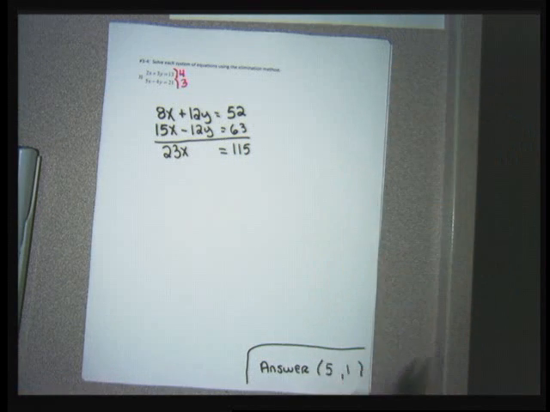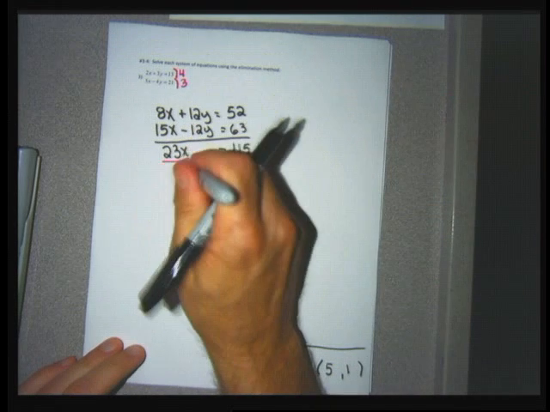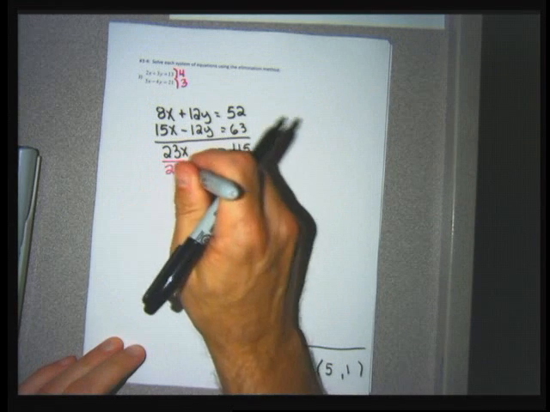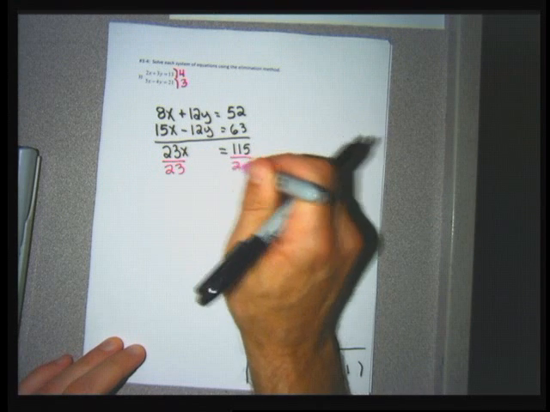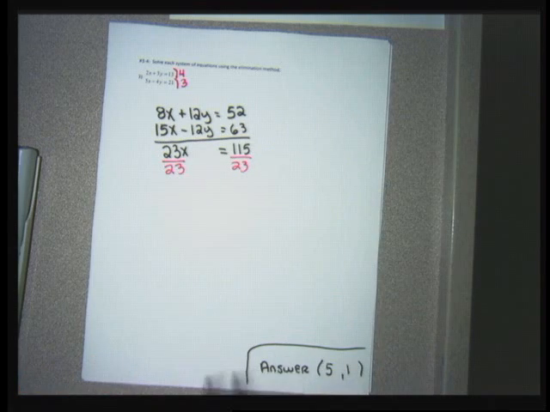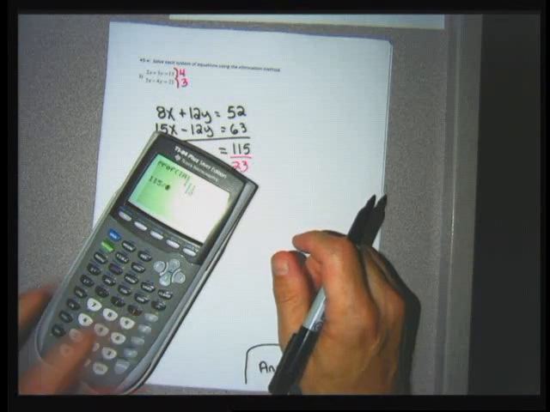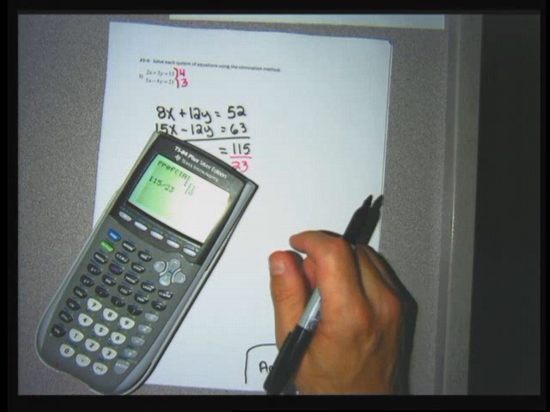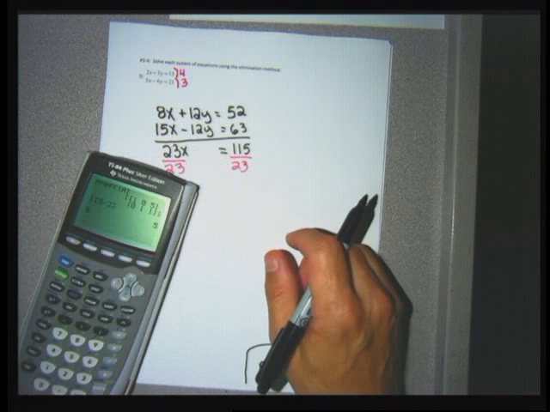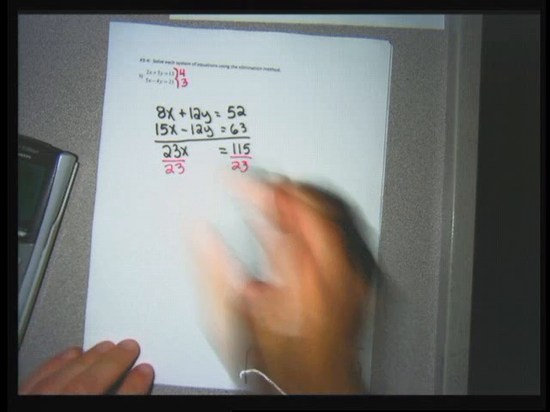Now I'm going to divide both sides by 23. I'm supposed to get 5 when I do that. Can't really do that division in my head so well, so I'm going to pull out my calculator and go 115 divided by 23 just to make sure it comes out to 5. And it does. So this gives me the x equal to 5.